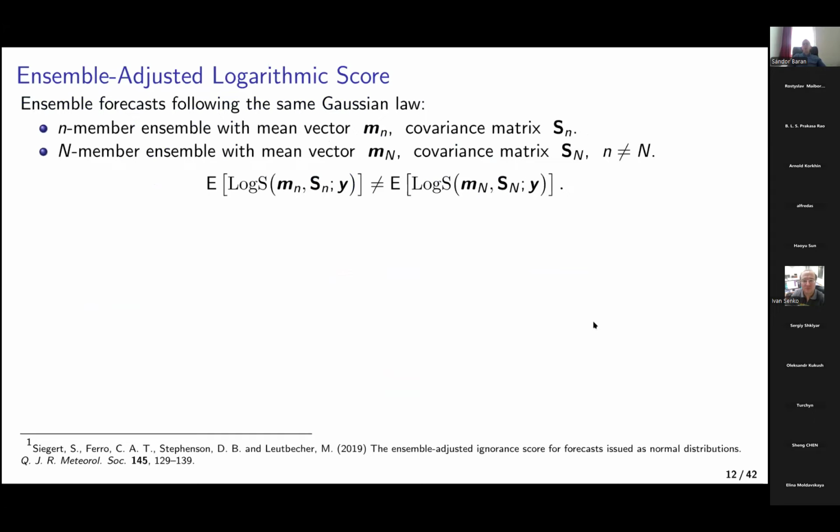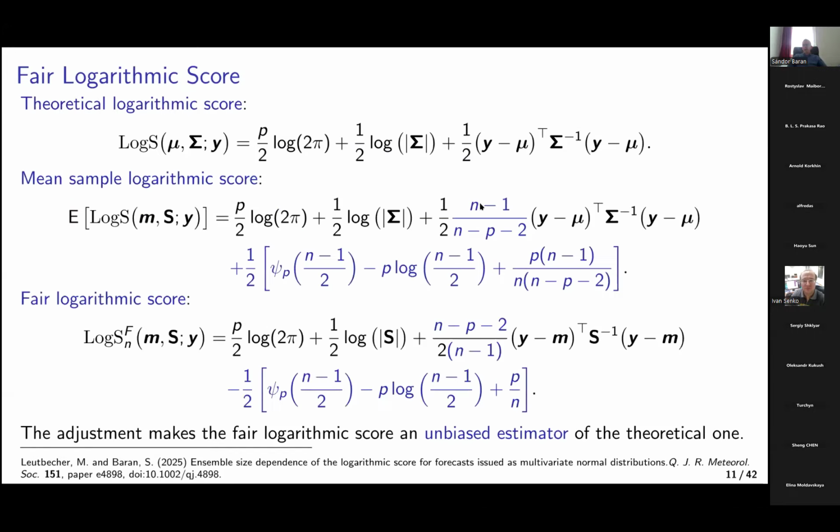The other issue, when we want to compare ensembles of different size and assume two forecasts, two samples following the same Gaussian law, we have an n-member ensemble and a capital N-member ensemble, so say the smaller and the larger ensemble. Obviously, if we take the logarithmic scores, their means will differ. Just remember this formula. Here n appears everywhere.